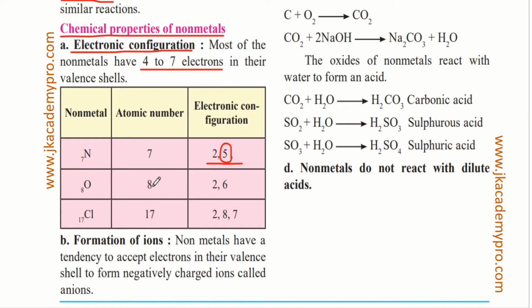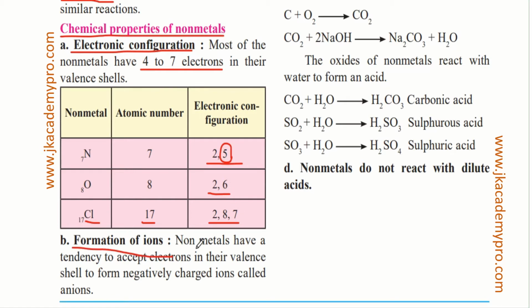The next non-metal example is oxygen. Oxygen has total 8 electrons in its atom. So it will be 2, 6. Here 6 electrons are present in the outermost shell. The last example is chlorine. Chlorine is denoted by Cl. Chlorine has 17 electrons in its atom. So we would write it as 2, 8, 7. Because there are 2 electrons in the first shell, then 8 electrons in the second shell, and the remaining 7 electrons would go in the outermost or valence shell. So if you see in all these examples, the number of electrons in the valence shell is always between 4 to 7.